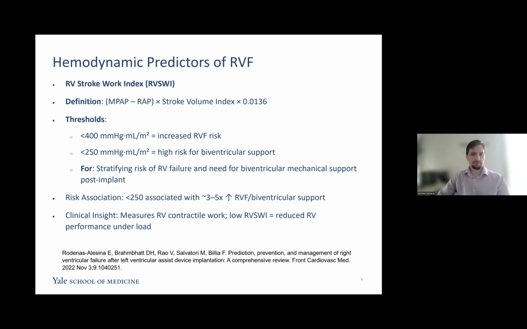So it could be helpful to better stratify in your own mind how high risk the patient is. I like that it's got two cutoffs, so that you can actually stratify even further for the severity levels. And less than 250 was about a 3 to 5 fold increase in the risk of needing some biventricular support in the postoperative setting.